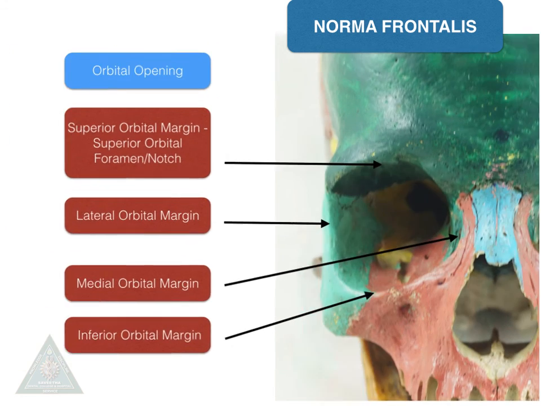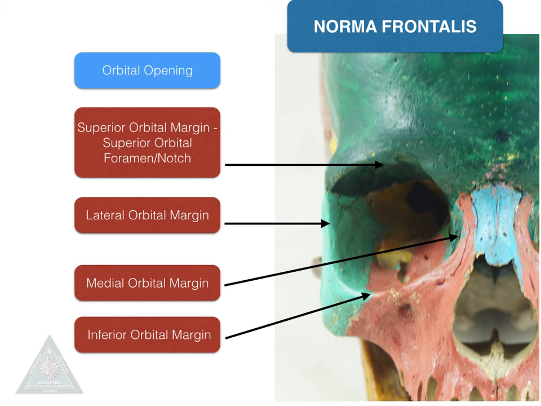Moving on to the orbital opening, it contains the eyeball and the structures related to it. The orbital opening has four margins. They are the superior orbital margin, the lateral orbital margin, the medial and the inferior orbital margin.